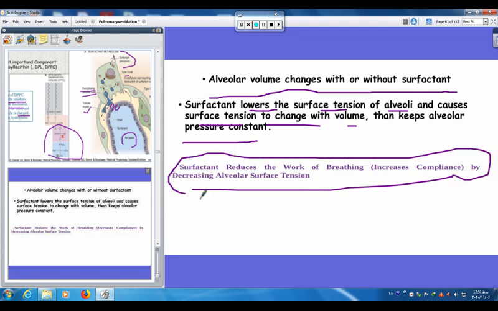This is very important. Quiet respiration is very easy. This is because the surfactant is very important for respiration. And work decreases, okay, and compliance increases.